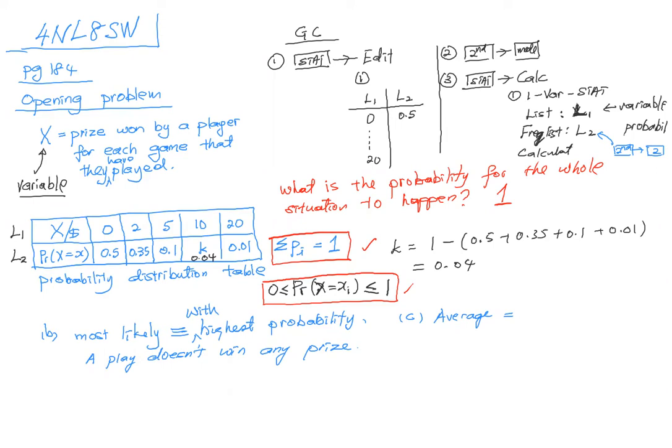0.2 is wrong. Did you put in the list as L1? Do you key in all? Do you key in L1 as the variable, L2 as the probability? Check. 1.8. Yes, 1.8 is the correct answer. So this is the mean.